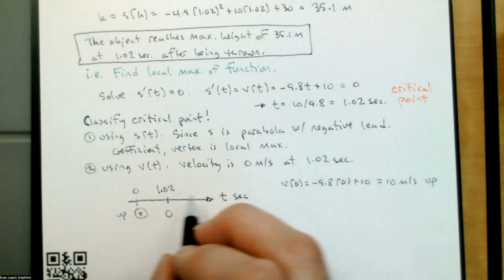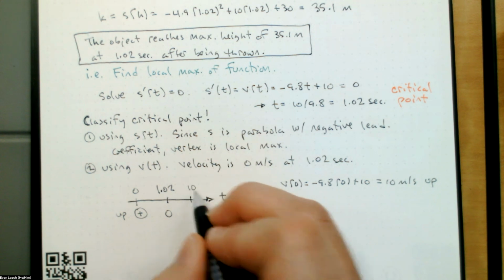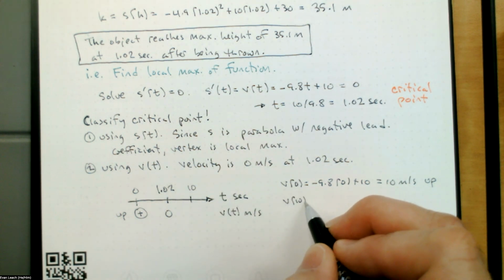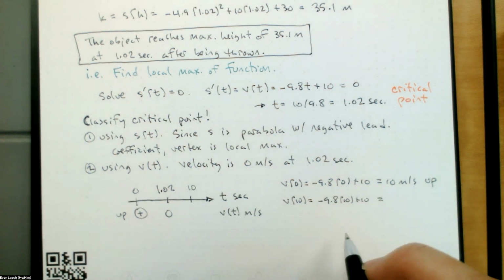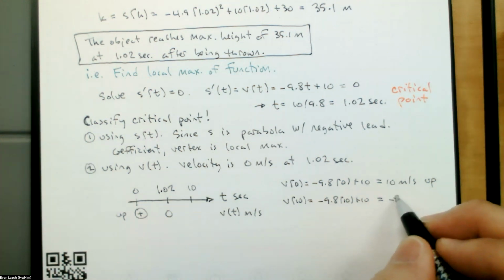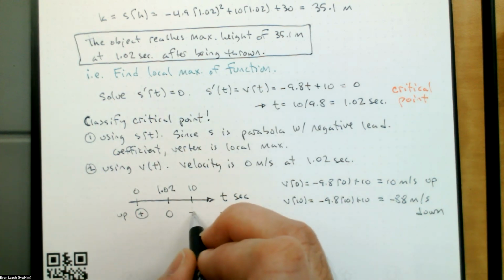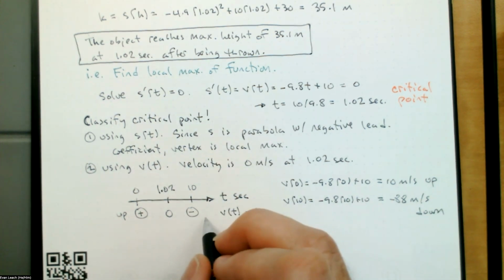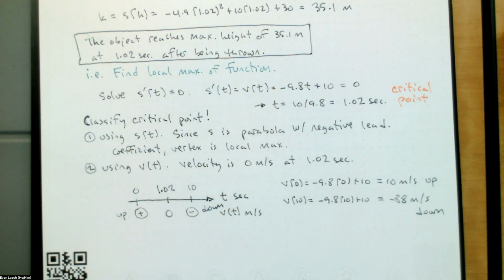And then we pick something after 1.02, like 10. And V of 10 is negative 9.8 times 10 plus 10. Negative 98 plus 10 is negative 88 meters per second. And so that is down. So after this, the velocity is negative, so the object is going down. So at that critical point, the direction has changed from up to down. So therefore, it's a local maximum.